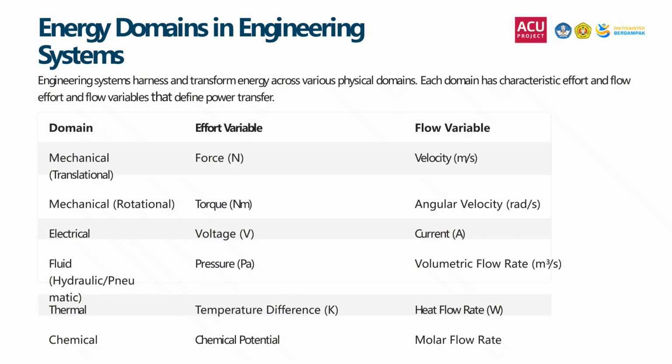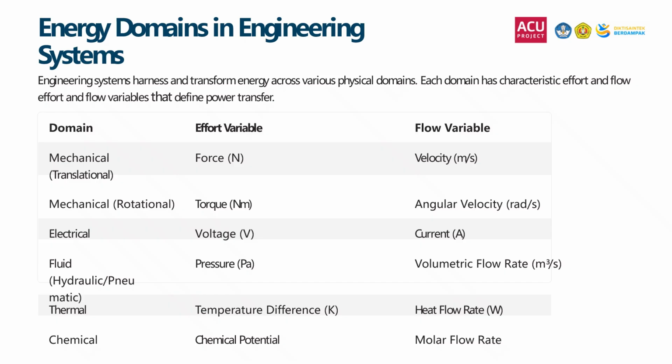This slide summarizes the concept of energy domains in engineering systems. In any physical domain, power transfer is defined by a pair of variables, an effort variable and a flow variable. The product of these two quantities represents power. In mechanical translation systems, the effort variable is force and the flow variable is velocity. For rotational mechanical systems, torque and angular velocity play the same role.